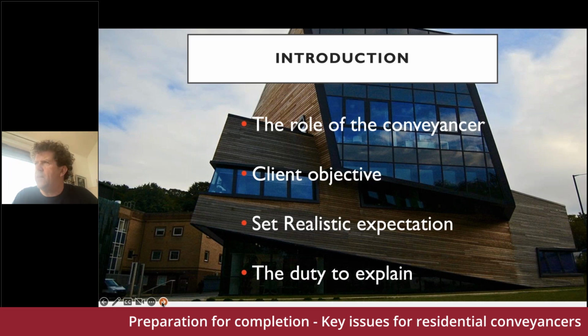It's also important, I think, when I'm setting the scene with regard to any training that I do, that we ascertain client objective. Why are we buying this property? Why are we selling this property? And that we make sure that our retainer, when we're onboarding the client, and our report on title are all geared towards that aim or that goal or that objective. The last point I mentioned on the slide is important.